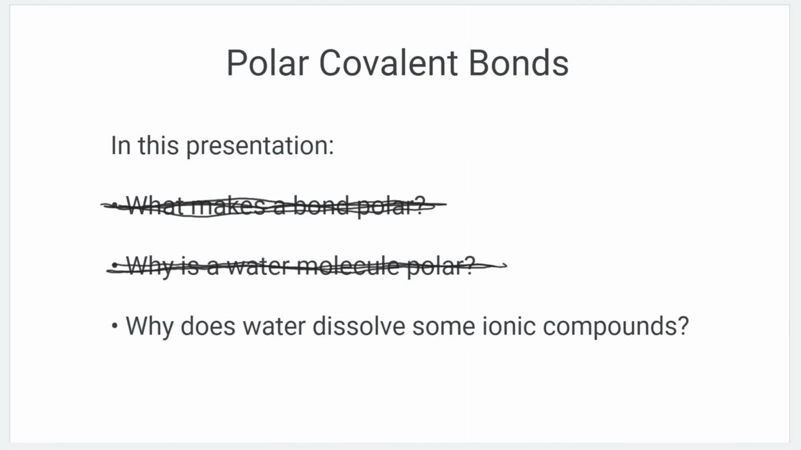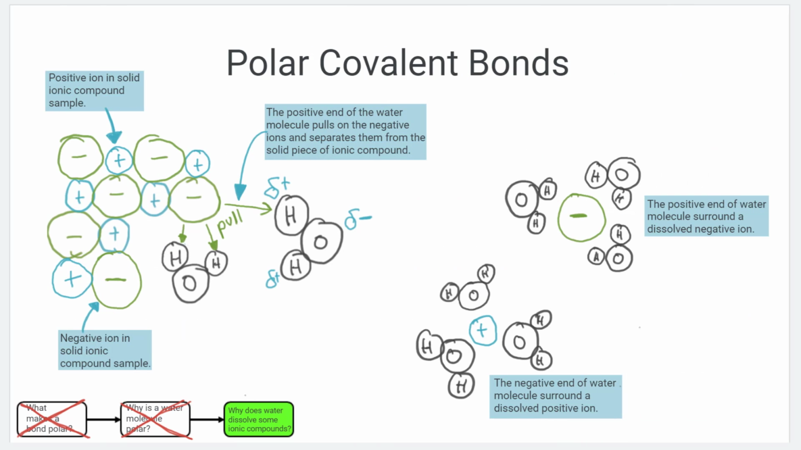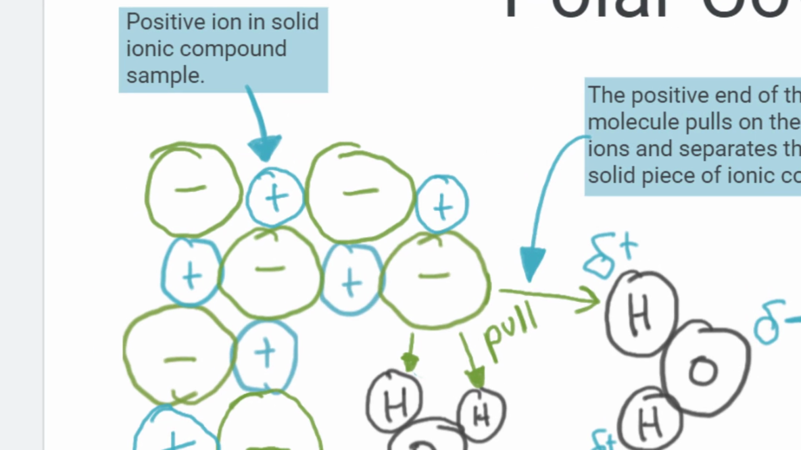And that is, it can dissolve some ionic compounds. Not all ionic compounds, but some. So let's see how this would work. So this could be like sodium chloride, for example. I didn't label it that because I'm just telling you about a general ionic compound. All right, so we've got this sample of ionic compound that's solid. It's got some positive ions in it and some negative ions in it. And they're stuck in a lattice structure, a crystal structure, right?